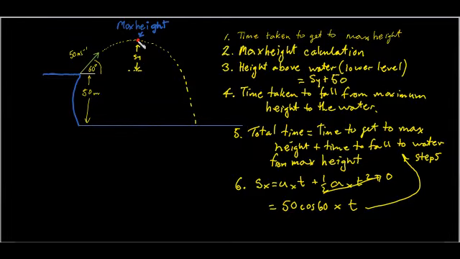Then you have to determine how long it takes the projectile to fall that distance. You then have to add that time to the previous time to get to the maximum height, giving the total time of flight, and then finally the horizontal range is simply given as the initial horizontal velocity times that total time, as the acceleration in the horizontal direction is 0.